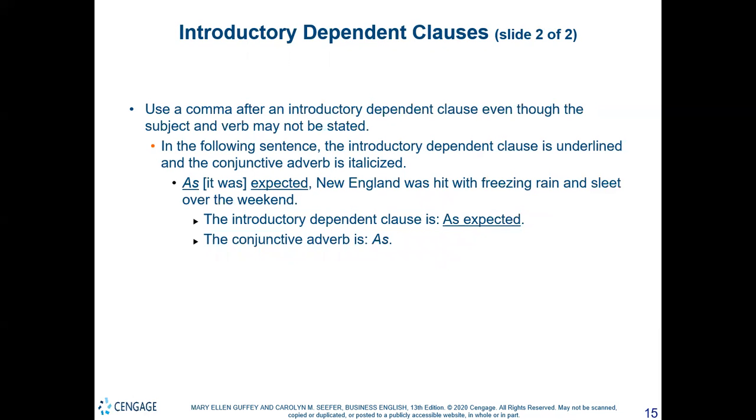Use a comma after an introductory dependent clause, even though the subject and verb may not be stated. In the following sentence, the introductory dependent clause is underlined and the conjunctive adverb is italicized. As was expected, New England was hit with freezing rain and sleet over the weekend. The introductory dependent clause is as was expected. The conjunctive adverb is as.